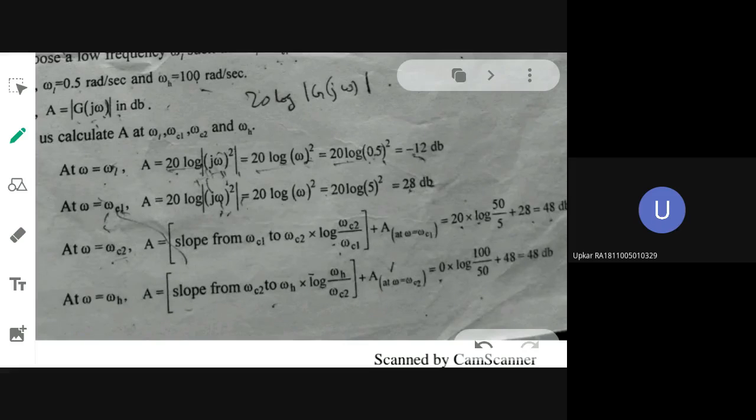The first term. What is the first term in the table? J omega square. So up to the first corner frequency, you will be having the gain being contributed by the first term in the table only, 20 log omega squared. So if you are calculating, the gain will be minus 12 dB for the lower frequency, that is 0.5. Okay, 0.5, the gain will be minus 12. And for the first corner frequency, that is 5 radians per second, you will be having the gain 28 dB.